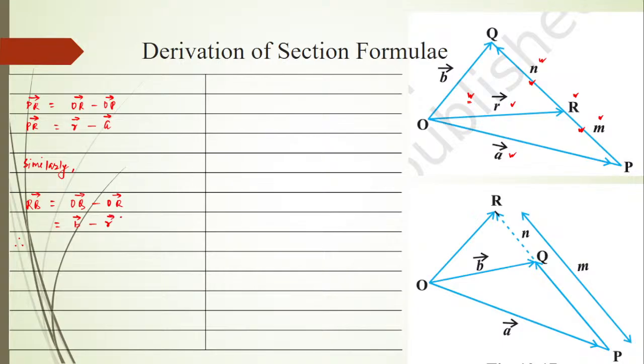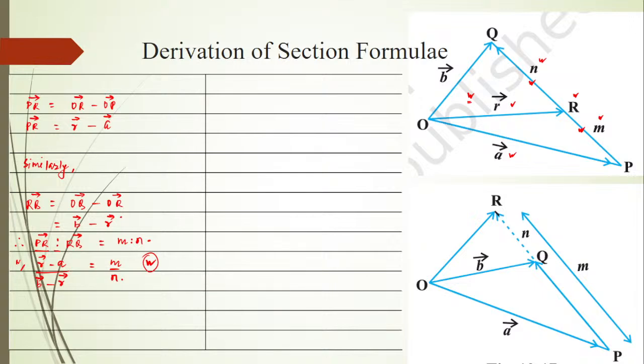So here, given vector PR is to vector RQ equal to m is to n. The value of vector PR is vector r minus vector a, and for RQ we write vector b minus vector r, equal to m by n. I hope there is no problem understanding up to this step.